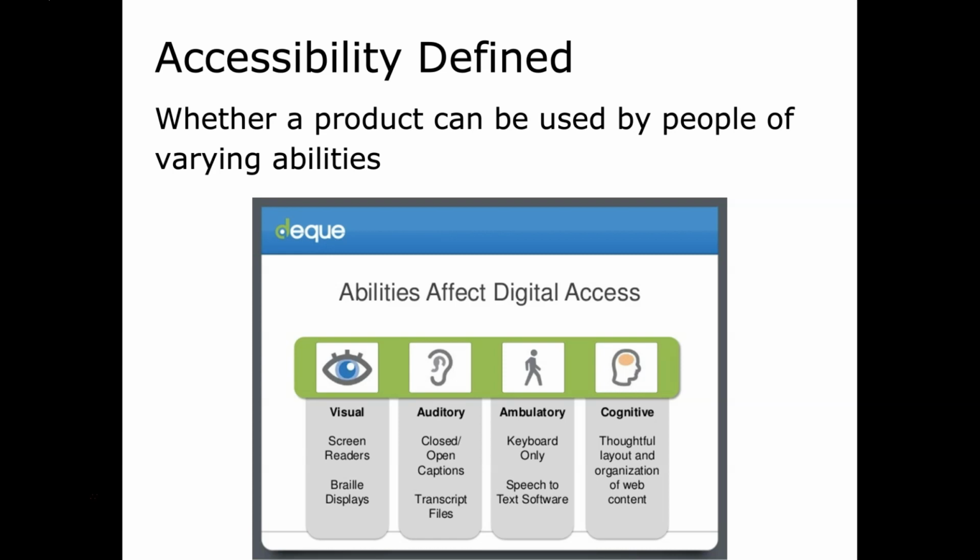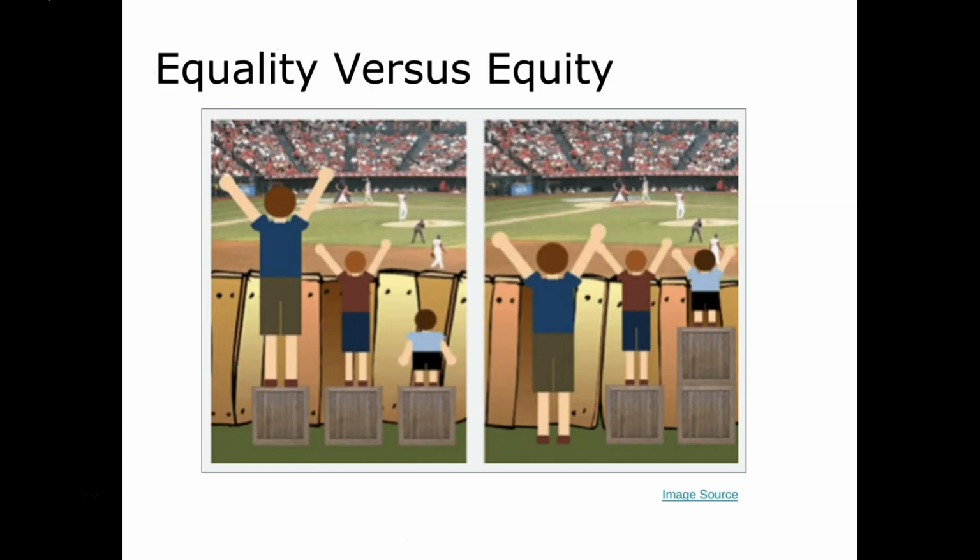Ambulatory accessibility relates to the requirements for movement. In online courses, this affects the need to use a mouse. Navigation that allows for keyboard-only interaction improves accessibility. Speech-to-text software helps those who may experience difficulty typing. Cognitive disabilities are most heavily stigmatized and also most likely to be invisible. Thoughtful layout and easy navigation of course content decreases the burden for learners with cognitive impairment.